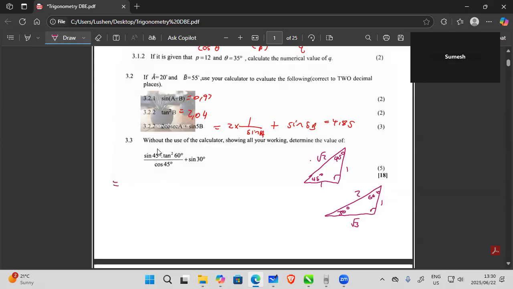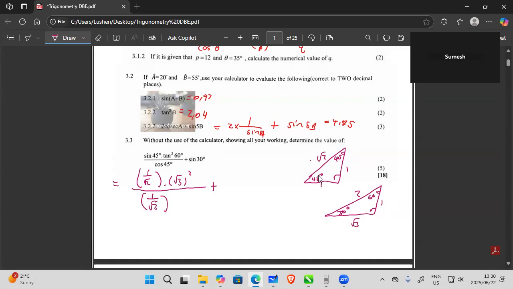Sine of 45 degrees. Re-express sine of 45 as a ratio. Sine of 45 will be 1 over root 2. Put that in brackets. Tan squared of 60. Where's 60 degrees? It's here. Tan is opposite over adjacent, which will be root 3 over 1. But because we're squaring it, it'll be root 3 squared. Cos of 45 will be the adjacent over the hypotenuse, so 1 over root 2.